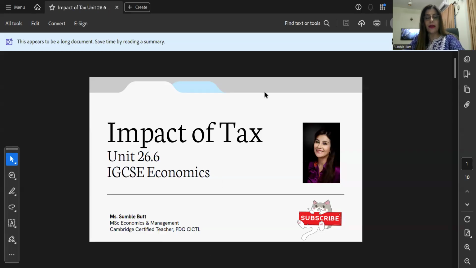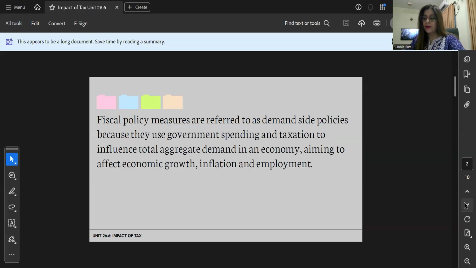So as you know, impact of taxes is a topic which is covered in unit 26.6 of IGCSE Economics. Let's begin with the fact that, as you know, taxation is one of the main sources of government revenue, in which there are two types of taxes. Typically, direct taxes are taxes imposed on income, and indirect taxes are taxes imposed on spending. Therefore, the indirect taxes are sometimes also referred to as regressive in nature.